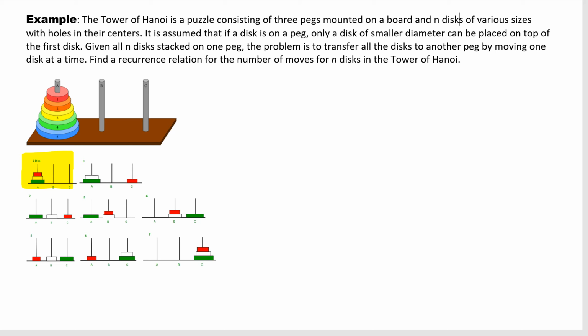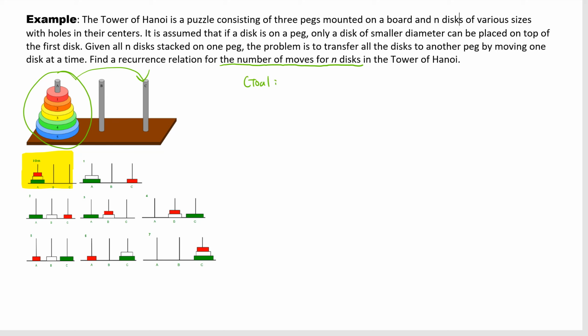So we want to find the number of moves for n discs. Here I give you the picture. We have 3 pegs mounted on a board. We want to transfer all the discs to, let's say, peg C. That's our goal.